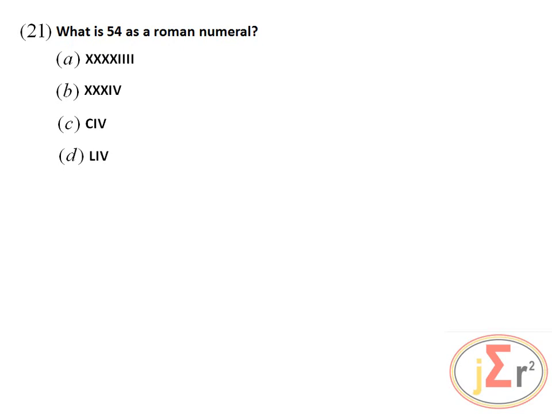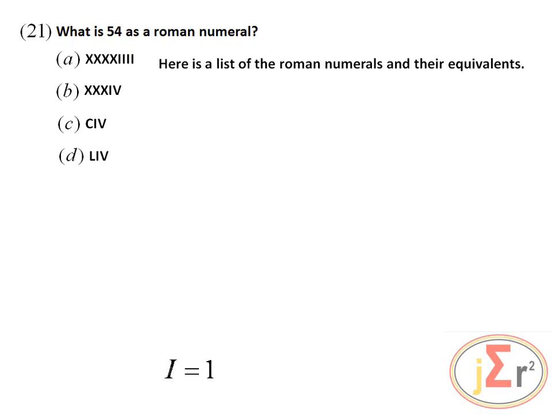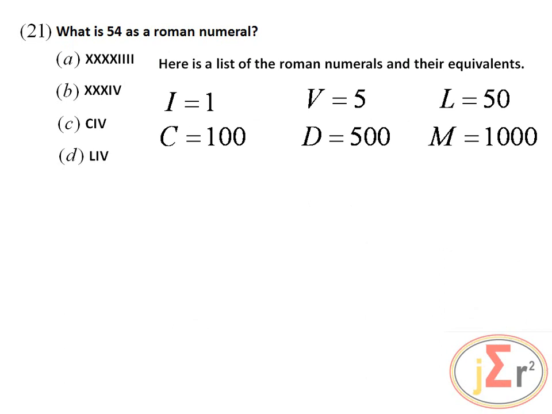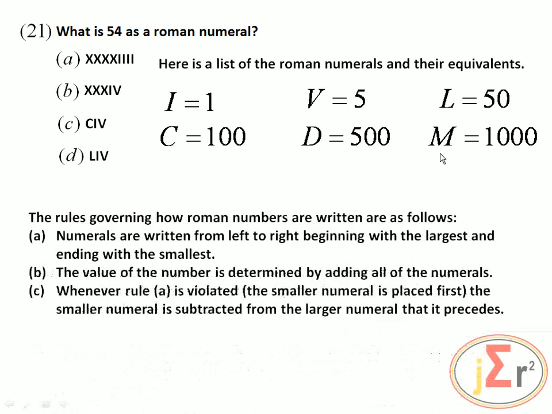What is 54 as a Roman numeral? Here is a list of the Roman numerals and their equivalents. So we have I is equal to 1, V is equal to 5, L is equal to 50, C is equal to 100, D is equal to 500, and M is equal to 1000.